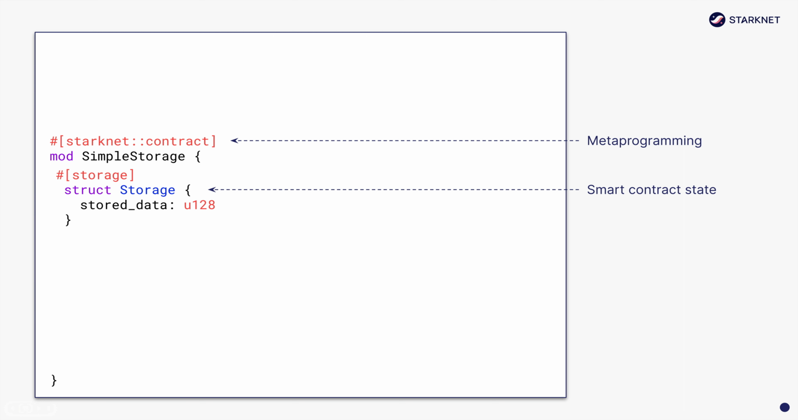The internal state of a smart contract is defined by a struct named storage, annotated with the storage attribute. The struct has to be named storage. Any other name would make the compiler fail.